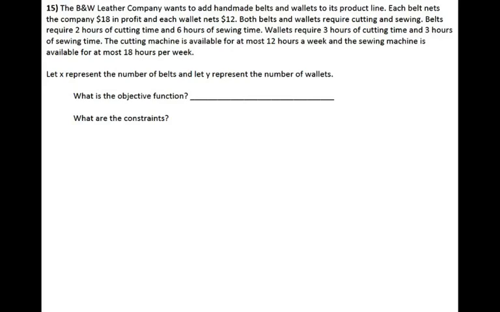So I'm going to let my objective function be P equals, and it says x is the number of belts, y is the number of wallets. So the belts bring in a profit of $18, so 18x, and the wallets bring in $12, so 12y. And then for your constraints, you should automatically be writing x is greater than or equal to 0, y is greater than or equal to 0, because you can't have negative belts or wallets.